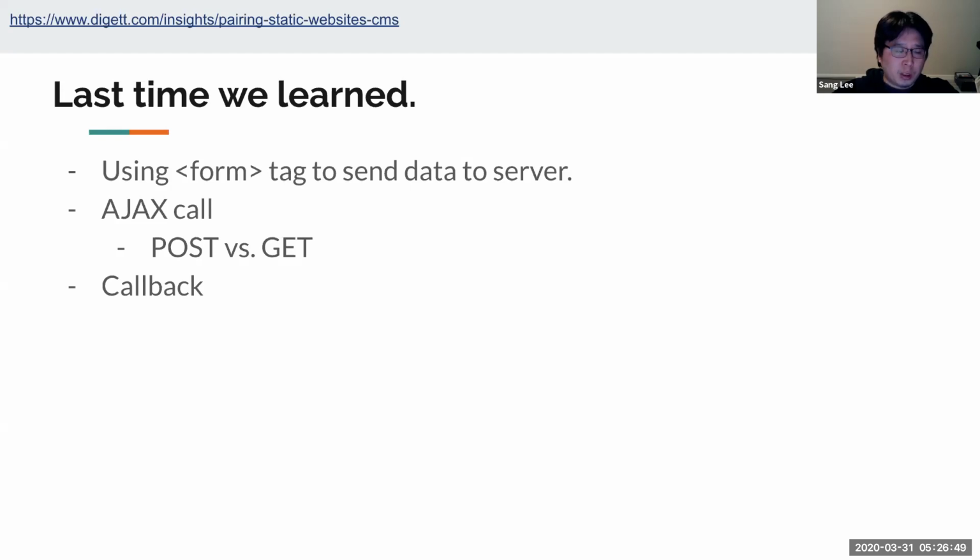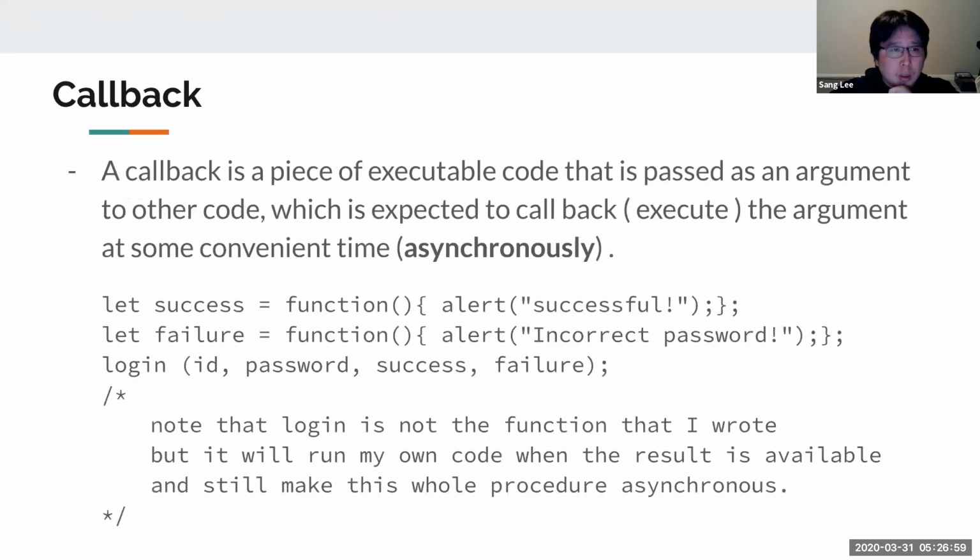One important concept that we should have talked about is callback. So we're going to talk about callback today. So callback is basically a piece of executable code that is passed as an argument to other code, which is expected to call back the argument at some convenient time, which means in our case asynchronously.